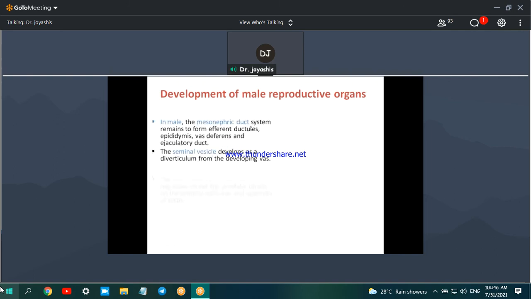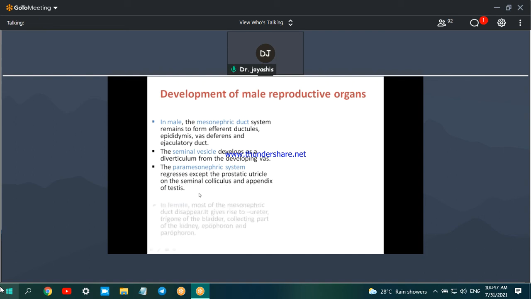So in the male, the mesonephric duct system remains to form the efferent ductules of the testes, epididymis, vas deferens, and the ejaculatory duct, as seen in earlier figures. The seminal vesicle develops as a diverticulum from the developing vas deferens. The paramesonephric system regresses except for the prostatic utricle and the appendix testis. In the female, most of the mesonephric duct disappears. It gives rise to the trigone of the urinary bladder.